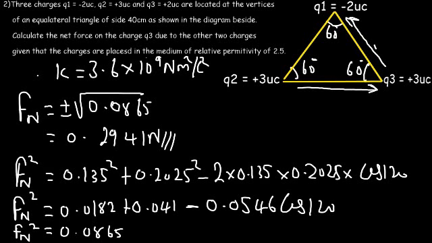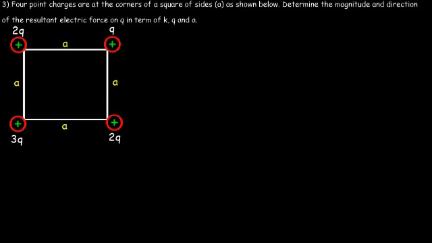By now, you should have been getting familiar with problems involving systems of charges. Number 3: 4 point charges are at the corners of a square of side A as shown below. Determine the magnitude and direction of the resultant electric force on Q in terms of K, Q, and A.